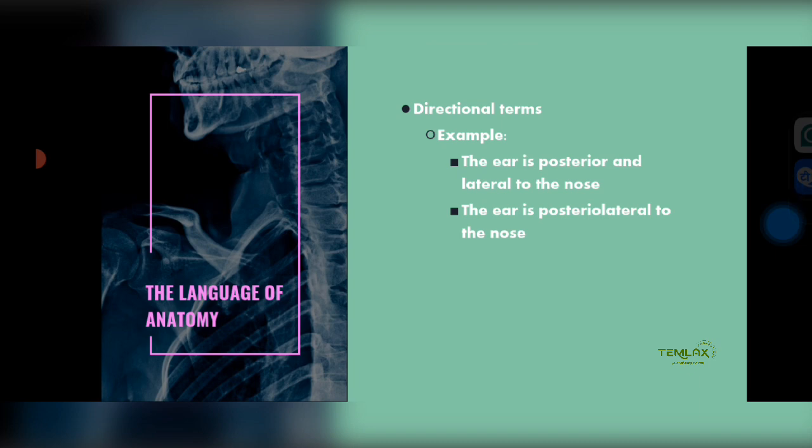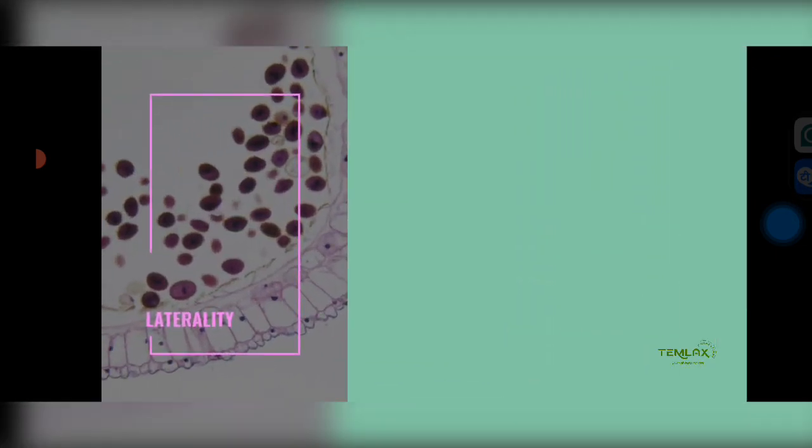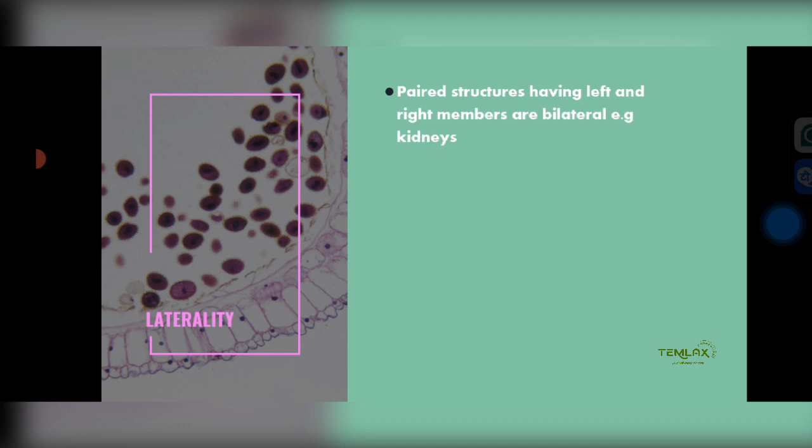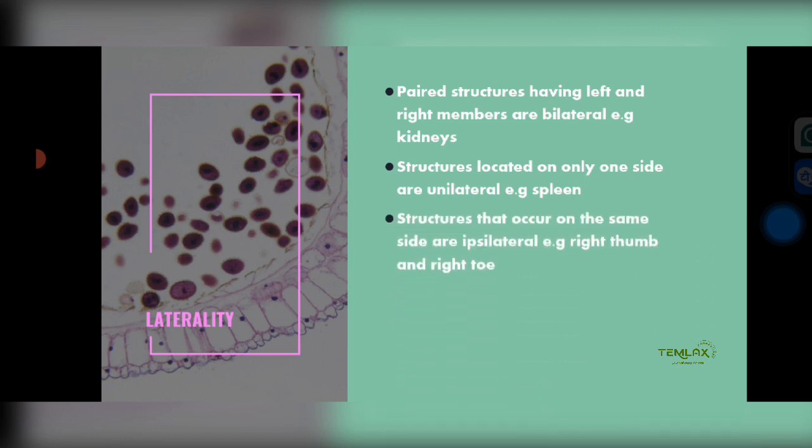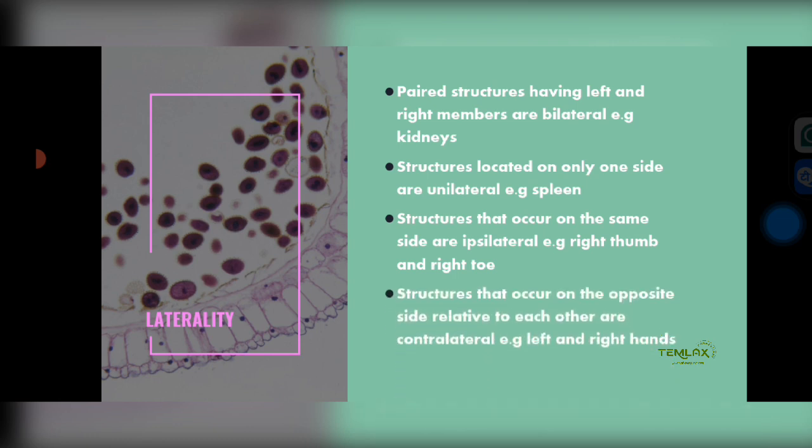Now, we'll be looking at laterality. Paired structures having left and right members are bilateral, such as the kidneys. We also have unilateral, and these are located only on one side, such as the spleen and the heart. We also have structures that occur on the same side and they are called ipsilateral, such as the right thumb and the right toe. Then structures that occur on opposite sides relative to each other are contralateral, such as the left and right hands, or the left and right legs as well. They are contralateral.